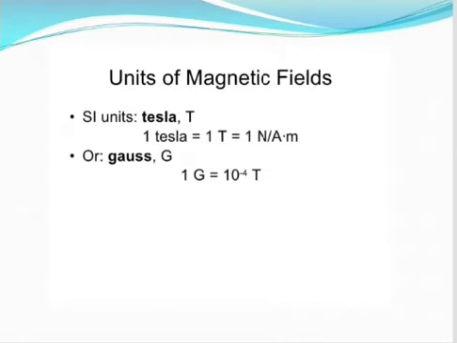The SI unit of magnetic field is Tesla. 1 Tesla equals 1 Newton per ampere meter. The Gauss unit is: 1 Gauss equals 10 power minus 4 Tesla.